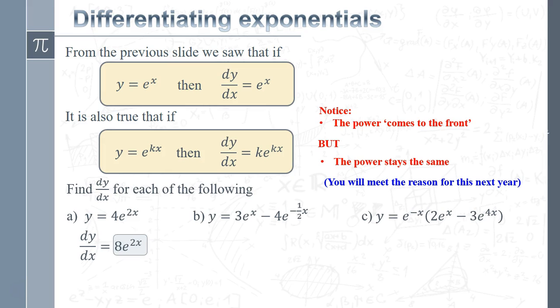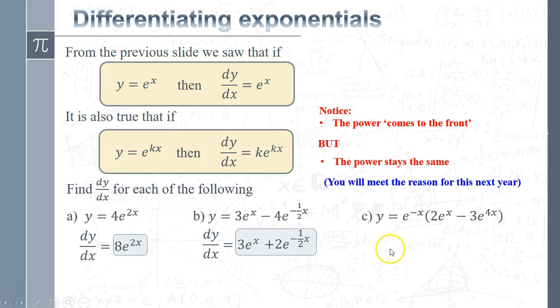The next one, we're going to do it by differentiating the two bits separately. So let's deal with the 3e to the power of x first of all. What's going to happen now is that's going to stay exactly the same. The constant doesn't get affected. It's, for example, the 4 is still in here with the 8. So differentiate e to the power of x, you just get e to the power of x. On this term here, we're going to bring that minus half to the front. So that's going to become minus 4 times minus half, it's going to become plus 2. Power stays the same. So there we go.